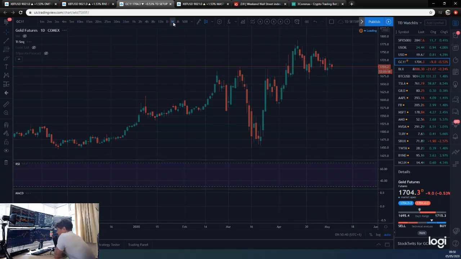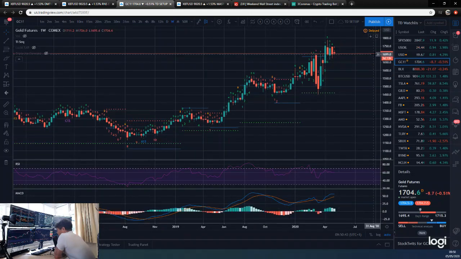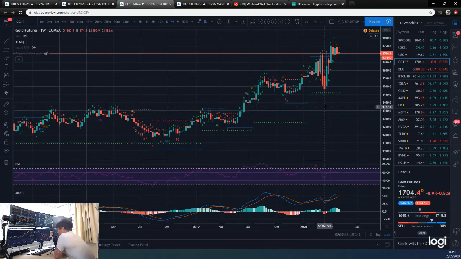Go back to the weekly. Yeah, looking for shorts. I mean, you could be a bit more conservative and say, if we take out around this level, so basically around 1680, 1670, we could be looking at taking a short for a decent pullback to sub 1600. That's what I would be looking at there.